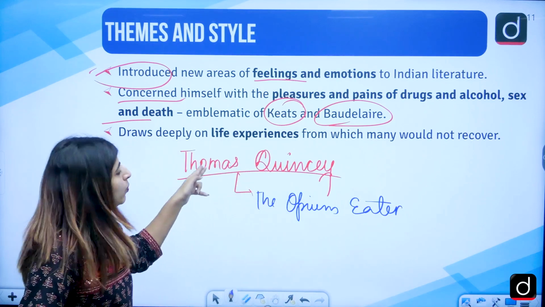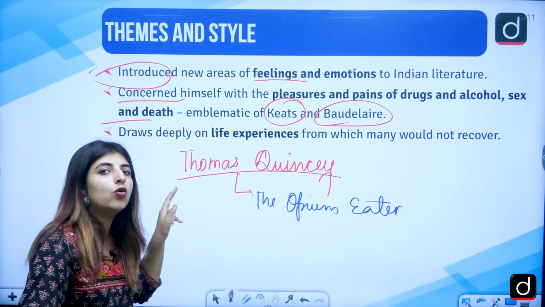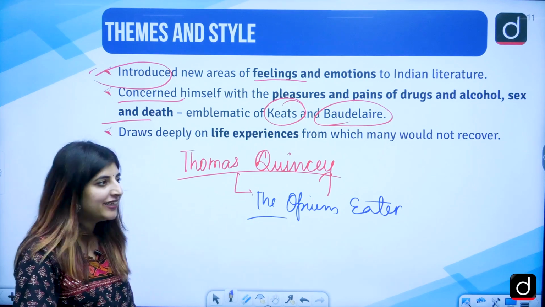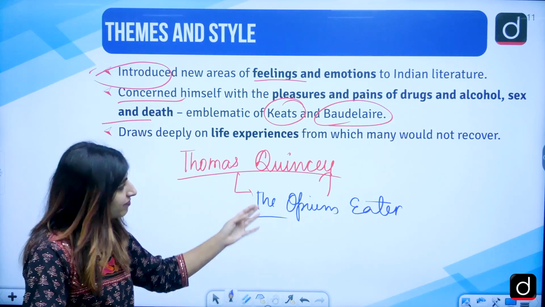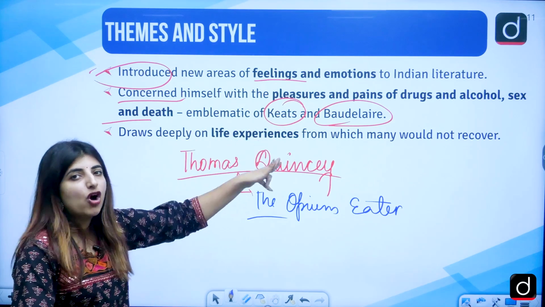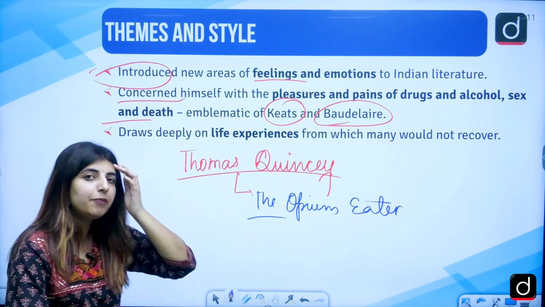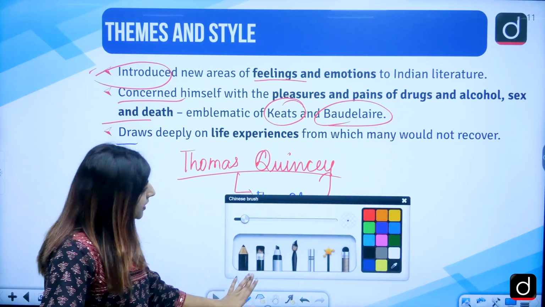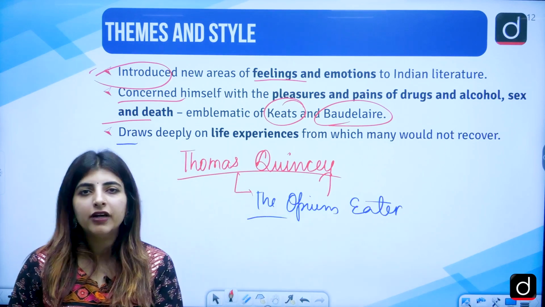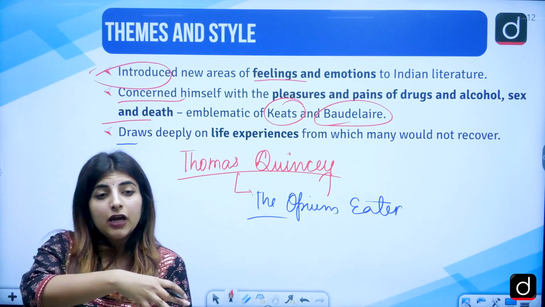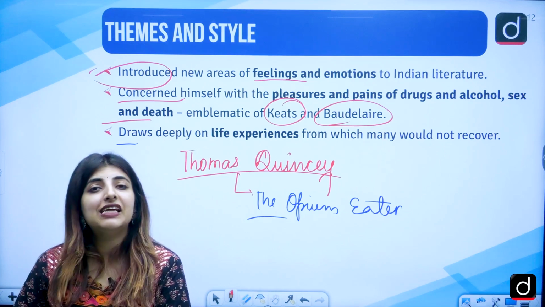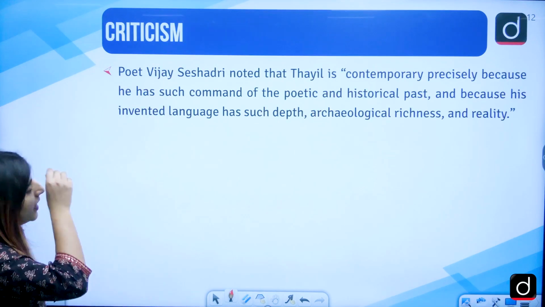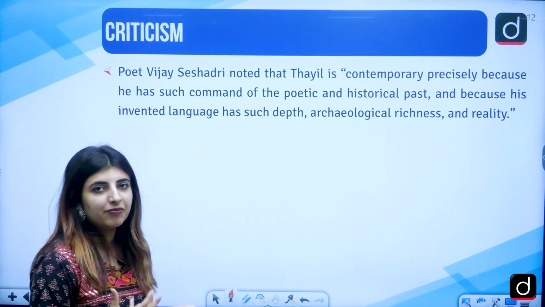He was a person who used to be so high on opium, an opium addict. So, of course, he was writing about drugs and the pleasures and pains one gets after having opium. He was talking about that in that particular book. The same is the case with Jeet Thayil. Thayil keeps on writing about drugs and alcohol, because he had been in that position and he could relate to it and talk about it, and hence he writes about it. He draws deeply on life experiences from which many would not recover. Even if I see that he was a drug addict, he got out of that situation, which is a sense of motivation and inspiration for all people who are stuck there, right? Unintentionally or intentionally, there has been a criticism, of course. If a writer is writing something, people will critique him.